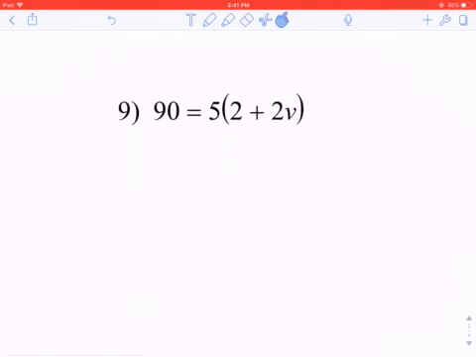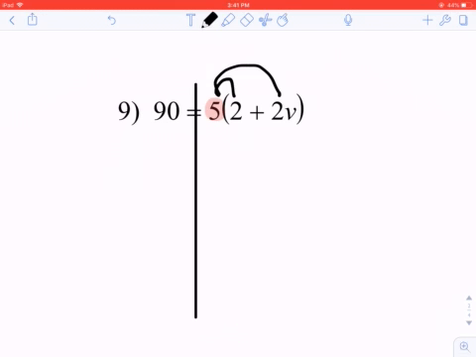Number 9, we are working with a problem now that has a 5 that is trying to multiply with the quantity of 2 plus 2v. So we are going to need to distribute that 5 to both terms first. 5 times 2 will make 10, and 5 times 2v will make 10v. It's equal to 90.